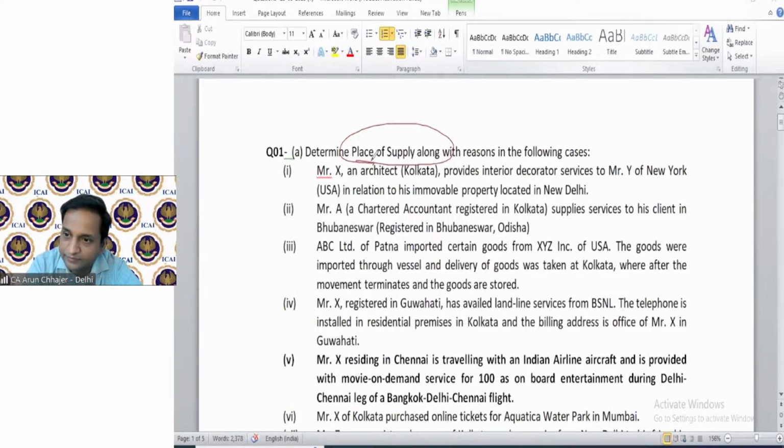ABC Limited of Patna imported certain goods from XYZ of USA. The goods were imported through vessel, and delivery was taken at Calcutta. So the person who is importing belongs to Patna, but the port where he is importing is Calcutta port. After movement terminates, he is storing the goods at Calcutta.